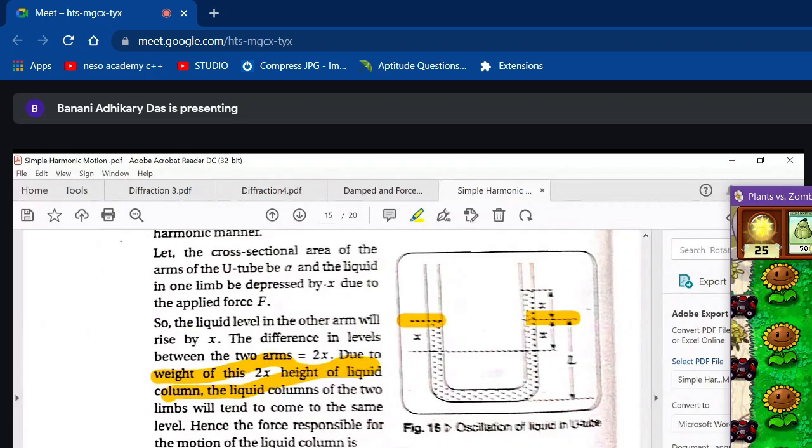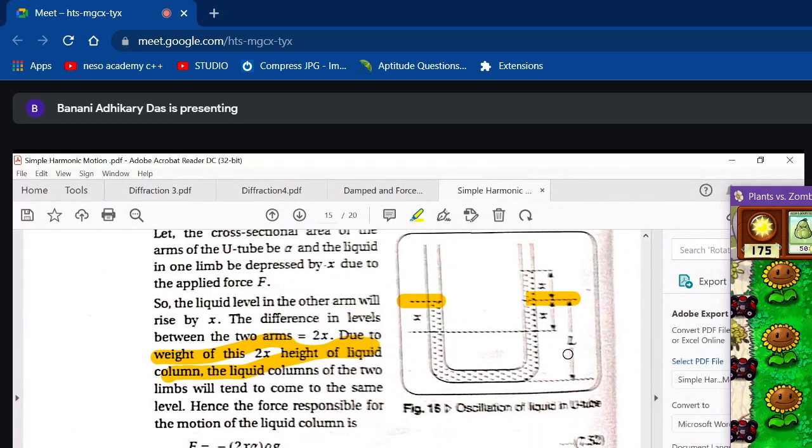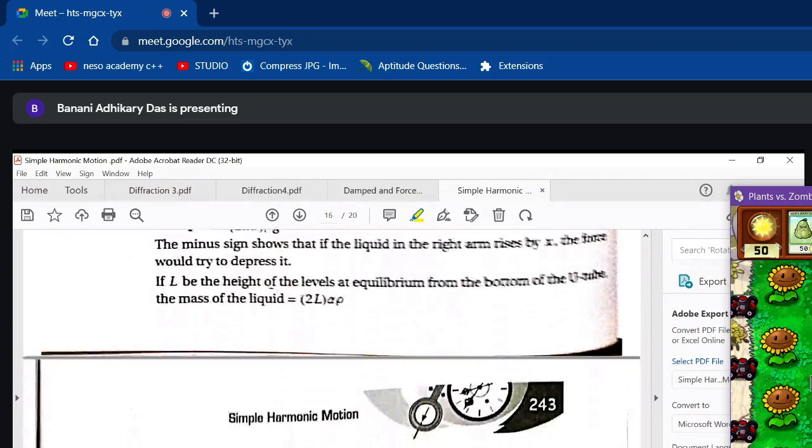Now, if capital L is the height of the levels at equilibrium, what is the total mass of the liquid? This is one L, this is another L, so the total length is 2L. Alpha is the cross-sectional area, and rho is the density of the liquid. So the total mass of the liquid is 2L alpha rho. We are now in a position to write down the equation of motion. What is it? Mass into acceleration. The mass is 2L alpha rho, the total mass of the liquid, and x is the displacement.